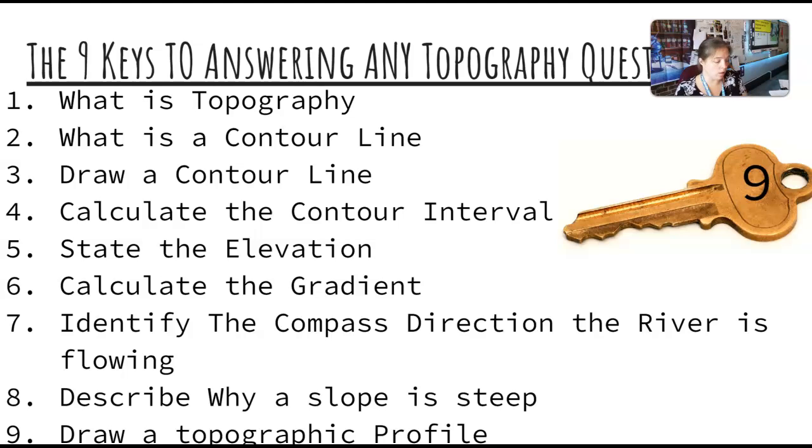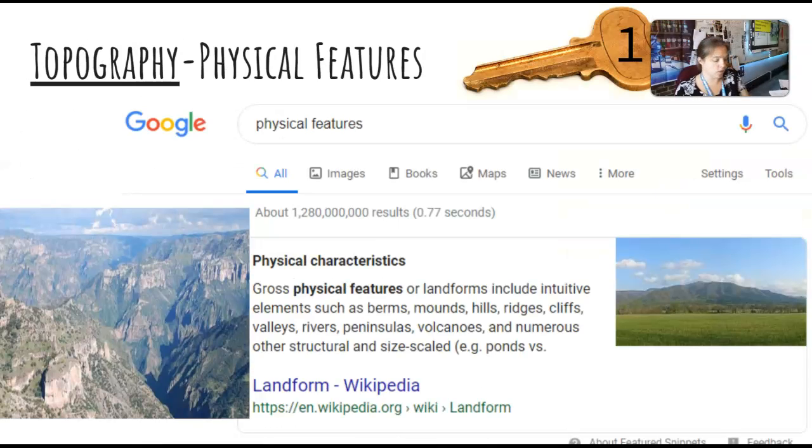So we're going to do all of those, and you can see the keys match up with some of the things that we're going to be doing in the notes. First off, right at the top, what is topography? It is physical features. That's what you want to write down. Like landforms, including intuitive elements such as berms, mounds, hills, ridges, cliffs, valleys, rivers, peninsulas, volcanoes, and numerous other structures. So this is a good thing to know.